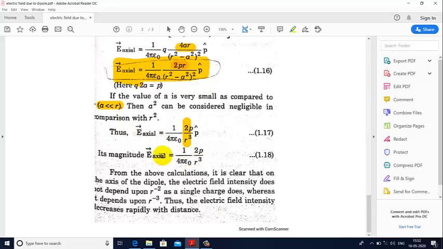So this is the formula for E axial in case when the value of A is much smaller than R. Okay, so it is clear that the value of electric field due to an electric dipole at a point on the axial line is inversely proportional to R cube. E is inversely proportional to R cube.